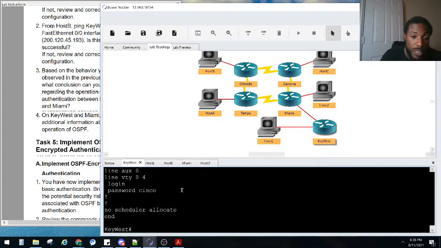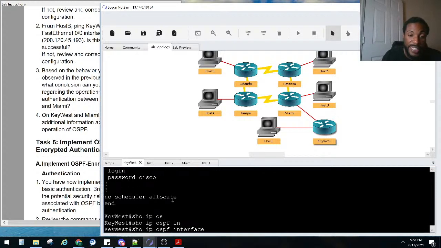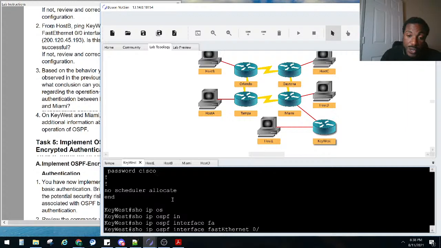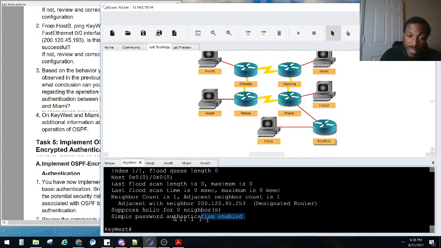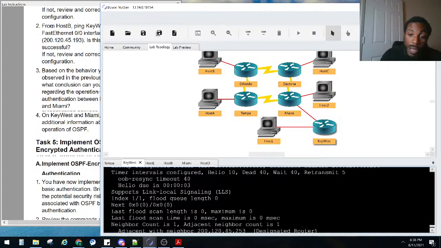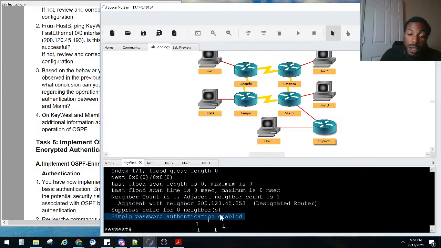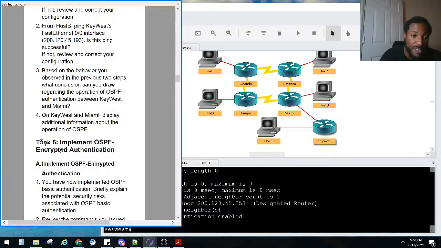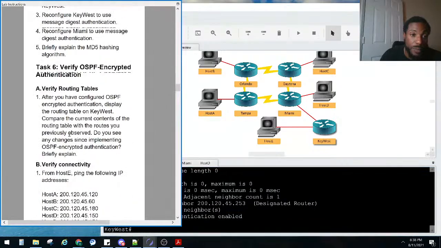But the other command that I was looking for was actually show IP OSPF interface, and then that interface, which is in this case FA0/1, and you see at the bottom it tells you that it's been set up. So simple password authentication is enabled. So once you do that command, you go to the bottom, you will see that authentication has been set up for OSPF.